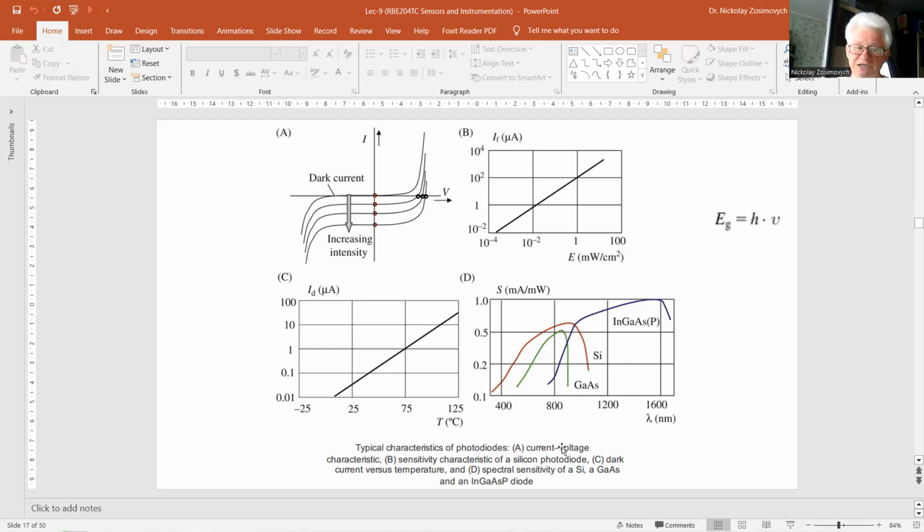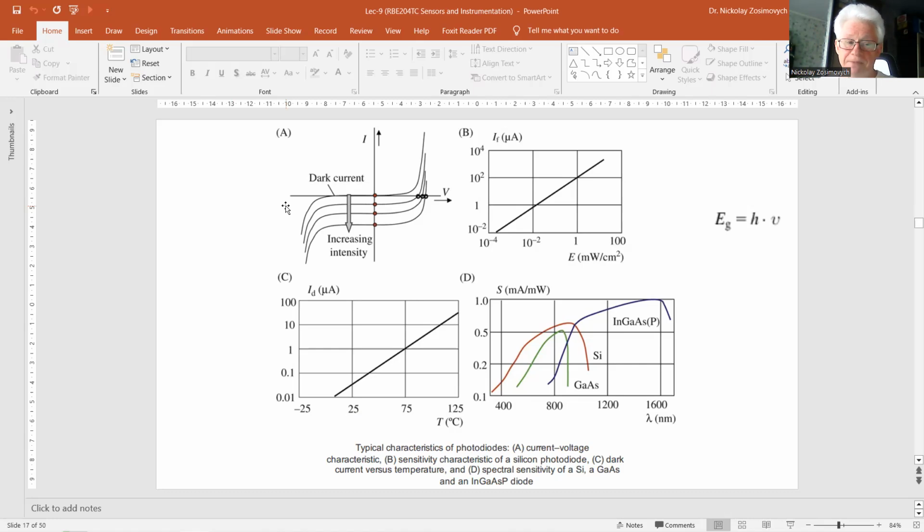Voltage-current characteristics, as you can see in figure A on the top left corner of this slide. This figure depicts four curves for different values of the incident light intensity. In the absence of light, the voltage-current relation, the uppermost curve, is the same as for a normal PN diode: an exponentially increasing current with forward voltage and a small leakage current, the dark current, when reverse biased.